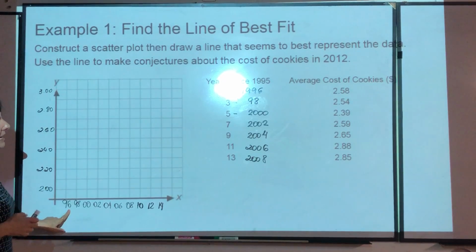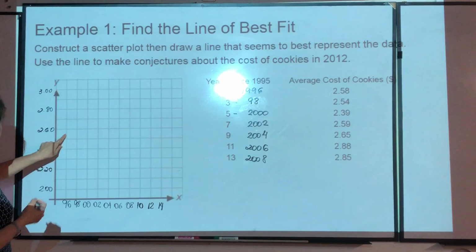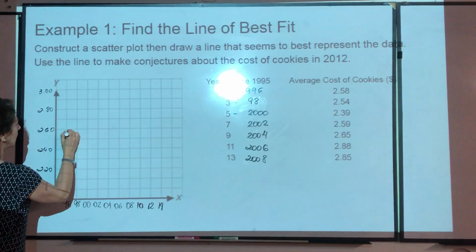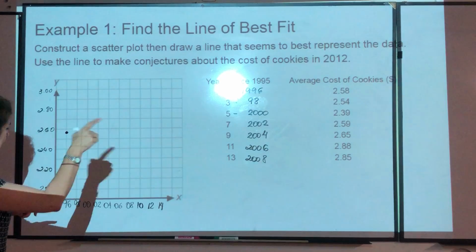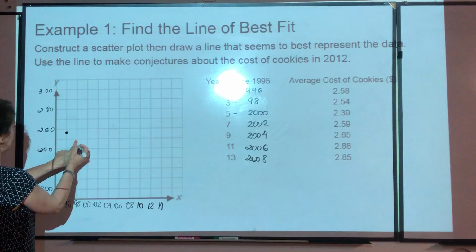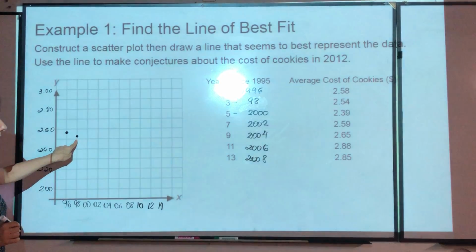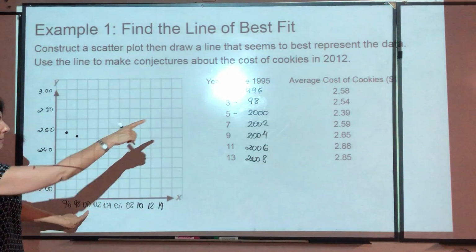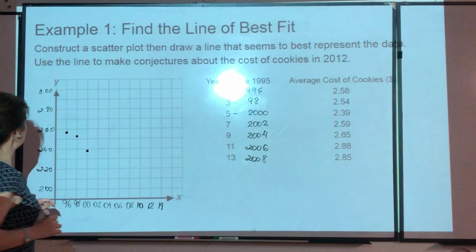So let's see, in 1996, it was $2.58. So my dot goes about here. Then in 1998, $2.54. So this is, let's say, 54 right here. In 2000, my amount, $2.39. So below 2.40.